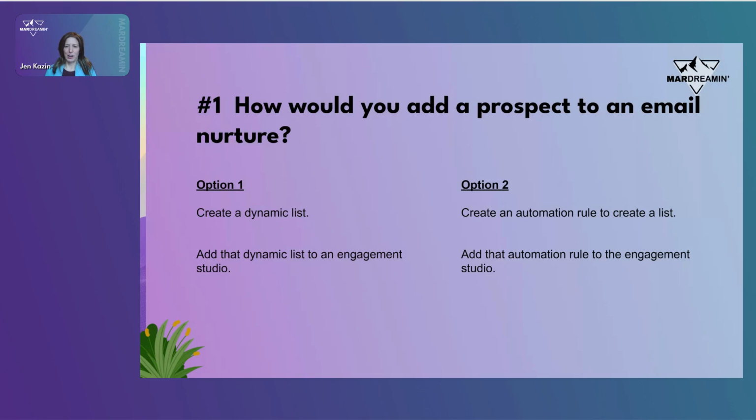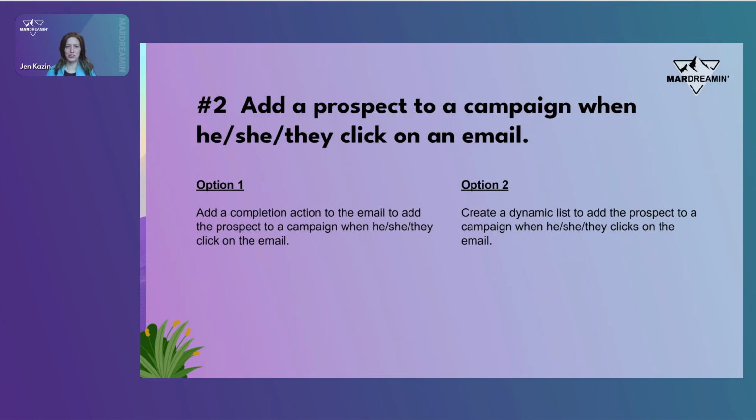Number 1, how would you add a prospect to an email nurture? Let's apply what we just learned, right? You're going to write either option 1 or option 2 as the answer. Would you create a dynamic list and add that dynamic list to an engagement studio, or create an automation rule to create a list and add that automation rule to the engagement studio? I'm going to go through 5, and then I'll come back and give the answers.